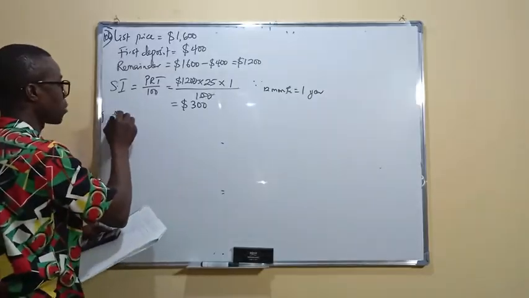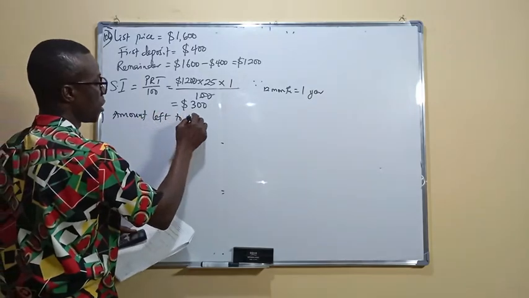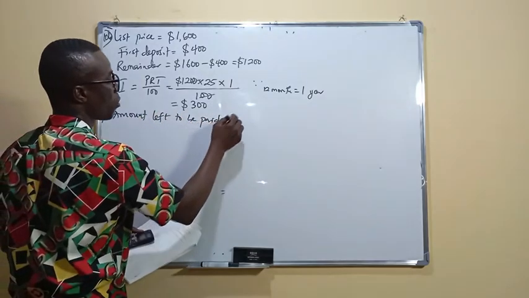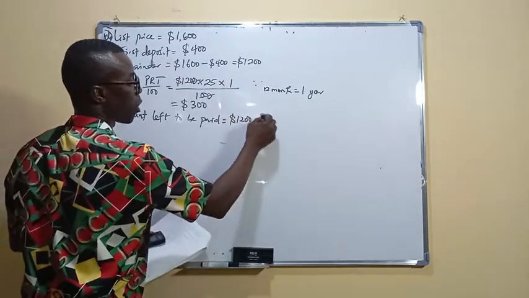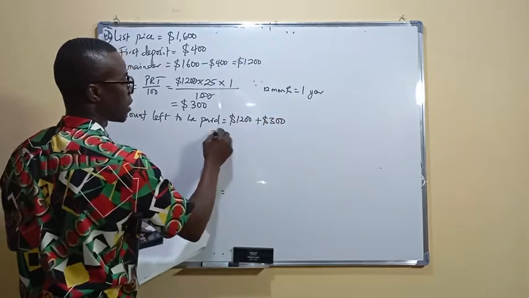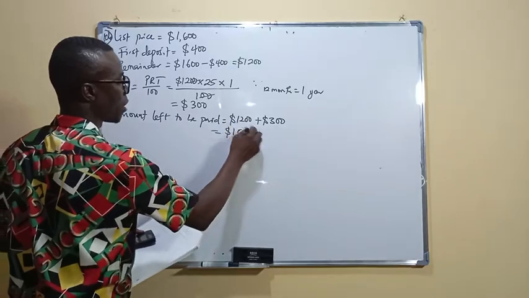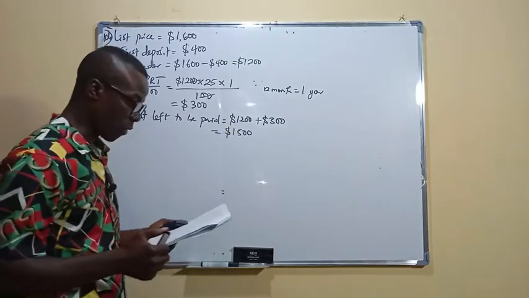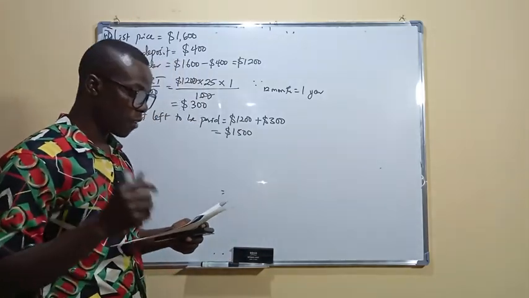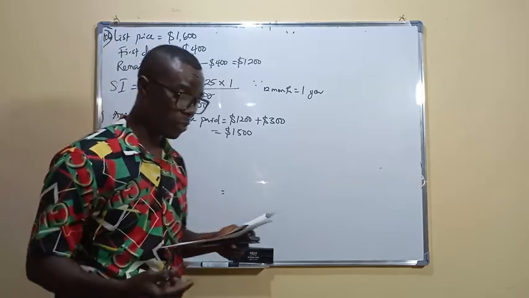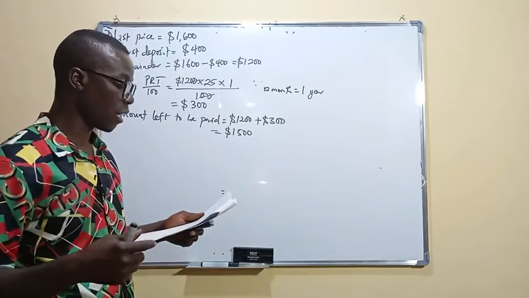So I'm going to say amount left to be paid. Amount left to be paid will now be what is remaining after the first deposit plus the interest it will accrue in that 12 months, and that will give 1,500.